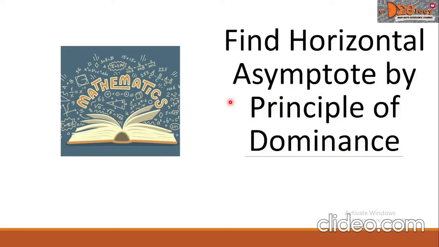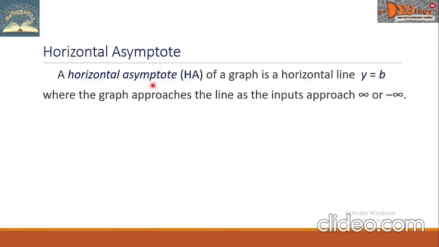In this video, we're going to find horizontal asymptote by principle of dominance. Let us define horizontal asymptote. A horizontal asymptote, denoted by capital H, capital A, of a graph is a horizontal line y equals b, where the graph approaches the line as the inputs approach infinity or negative infinity.